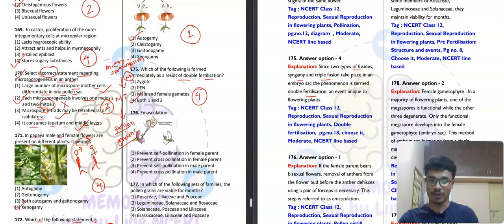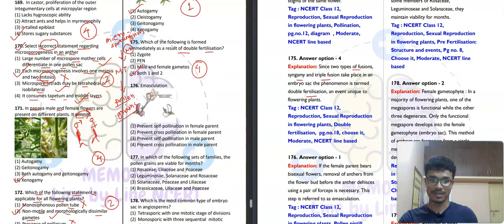Okay, moving towards the next question, 176. It is saying emasculation, and the diagram is given. The options given are: prevent self pollination in female parent, prevent cross pollination in female parent, prevent self-pollination in male parent, or prevent cross-pollination in male parent. So emasculation prevents self-pollination in female parent. The first option will be the correct answer.